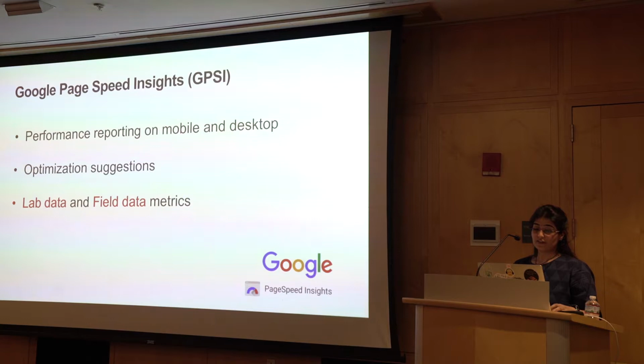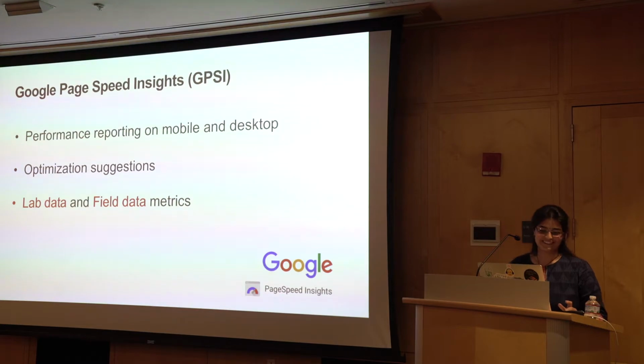Now that we have a good understanding of how to choose the right tool, let's dig into one of the famous ones out there. I won't say this is the only one, but we will see why it is one of the popular ones. Google's PageSpeed Insights is the API which you can use for reporting the performance on both mobile and desktop. It also provides optimization suggestions which you can use to improve your performance. And last but not the least, it provides you with both lab data and field data. Does anyone here know the difference between the two?